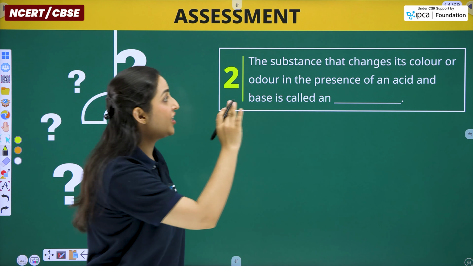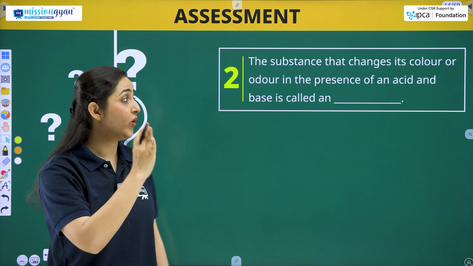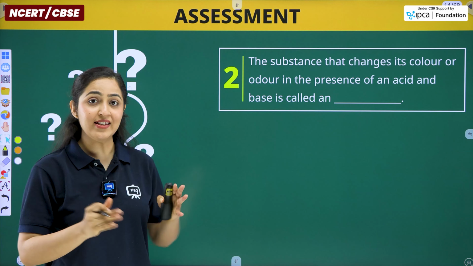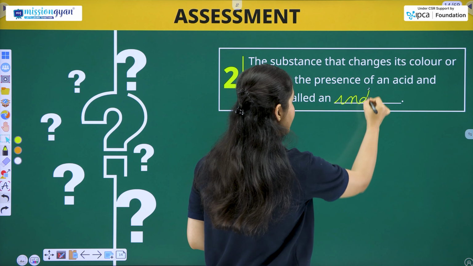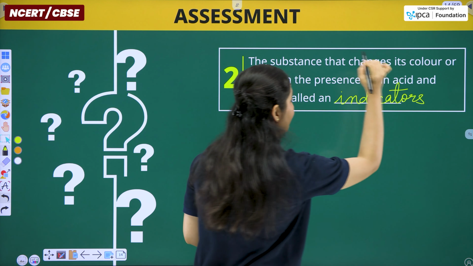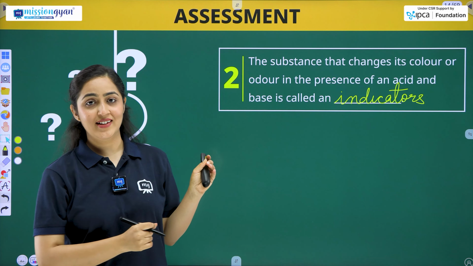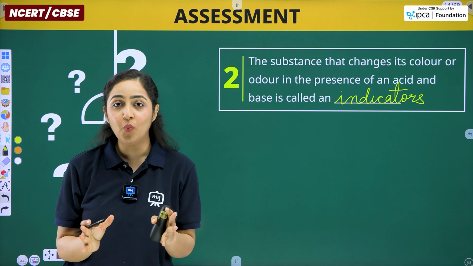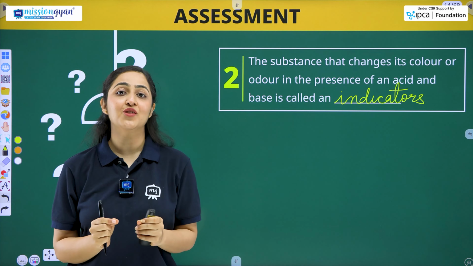The substance that changes its color or odor in the presence of acid and bases, what are these substances known as? The first part of the lesson, these are known as indicators. Here, students, so hopefully you were able to answer these questions and you are clear with what indicators are and the results which we got from our activity 1.